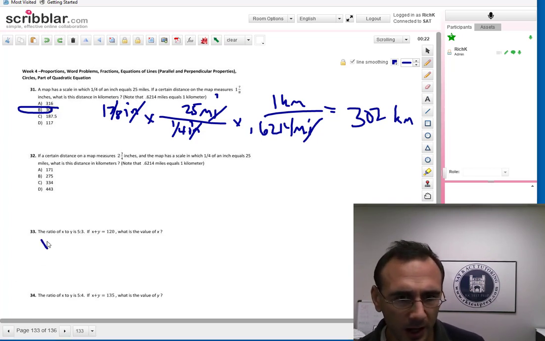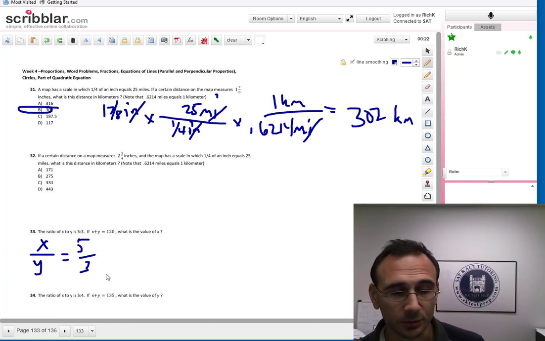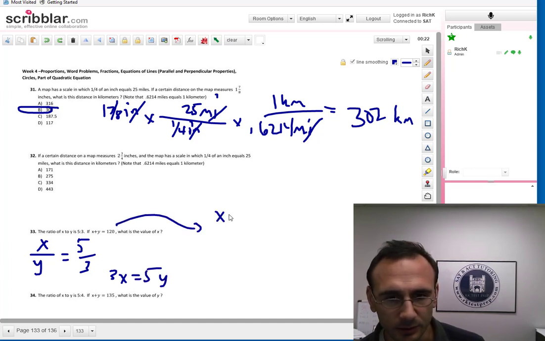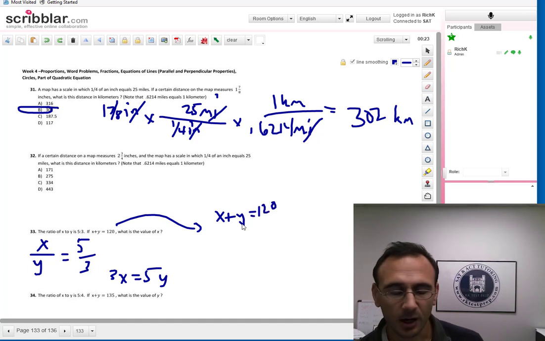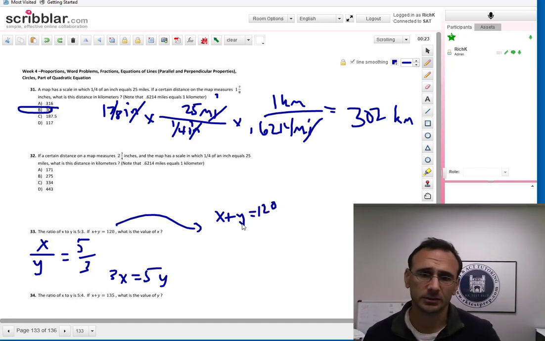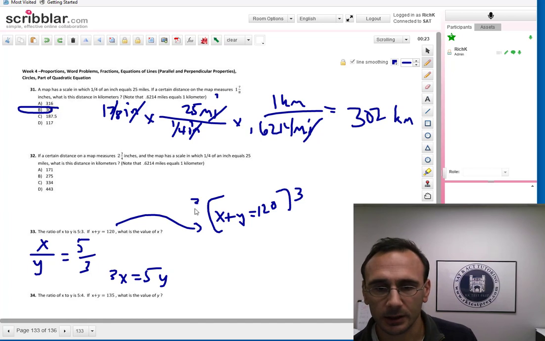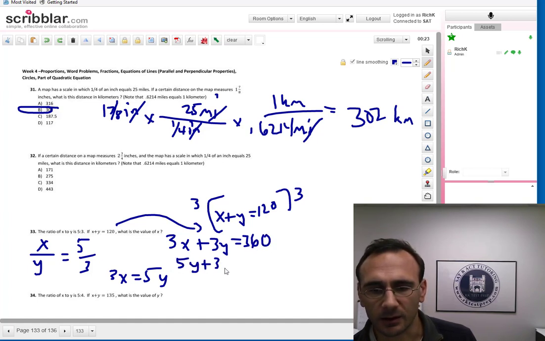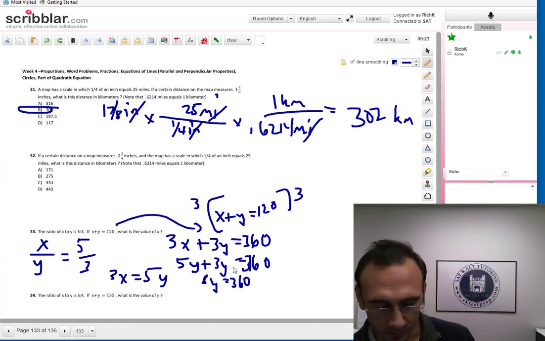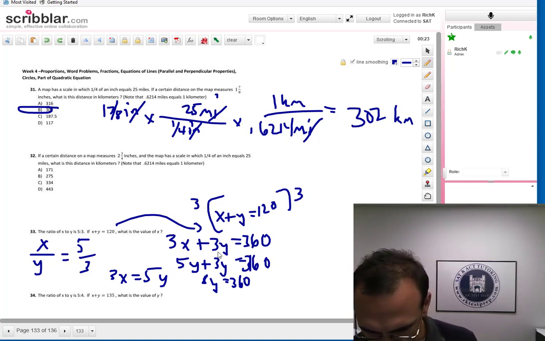33, the ratio of x to y is 5 to 3. Which means that if we cross multiply, 3x equals 5y. And over here, x plus y equals 120. Again, I would not want to deal with fractions. So I would not solve for y and plug in. If I'm going to plug in, I would times this whole thing by 3. So that when it comes time to plug in, no fractions. So because 3x is the same as 5y, that goes in there. 8y is 360. And we divide by 8 to get that it's 45.